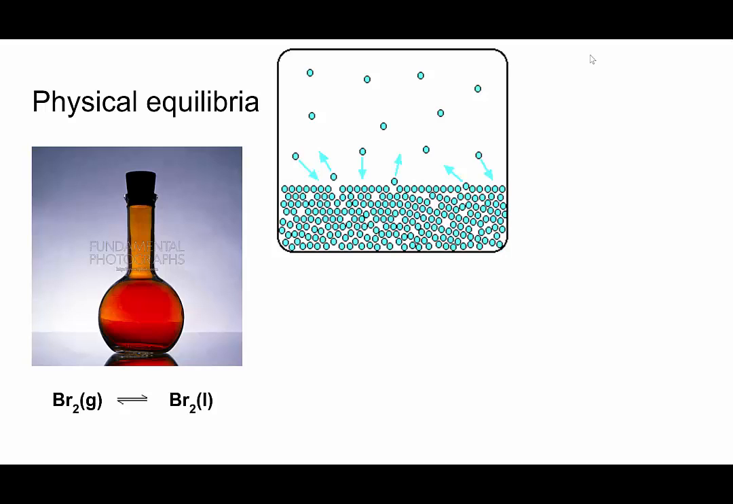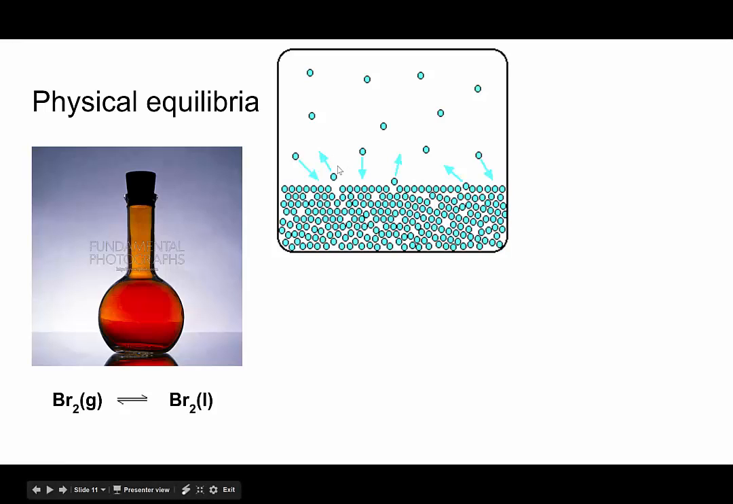If I have started with a flask that has only bromine liquid inside. Now, bromine liquid is very volatile, meaning that the liquid itself will undergo changes into gas, or in another word, will be evaporated into bromine gas. And bromine gas, on the other hand, can undergo condensation as well to change back into bromine liquid. Now, the reaction itself looks like this.